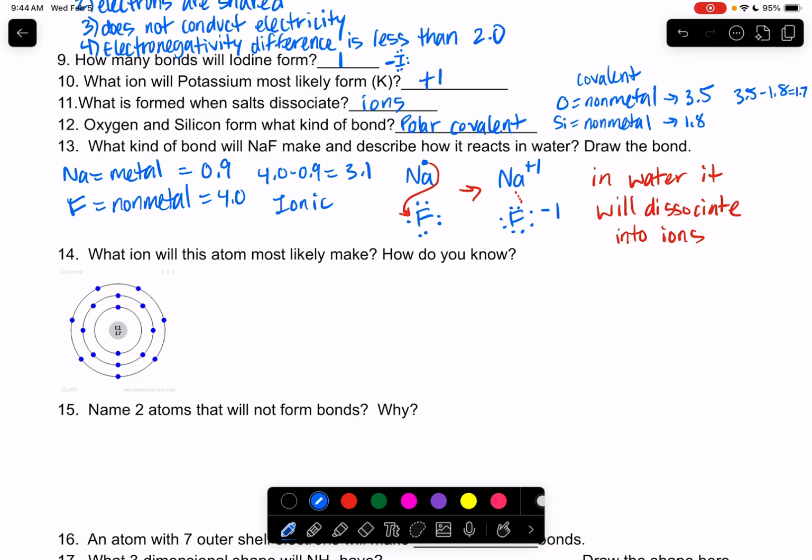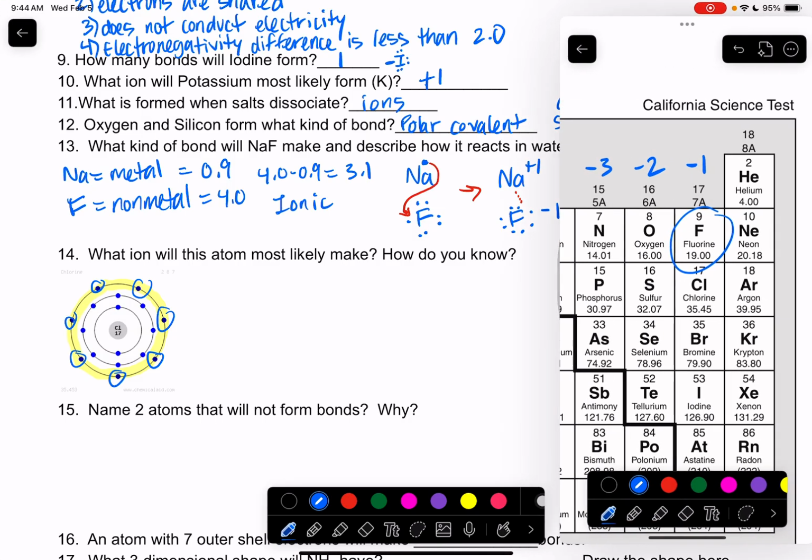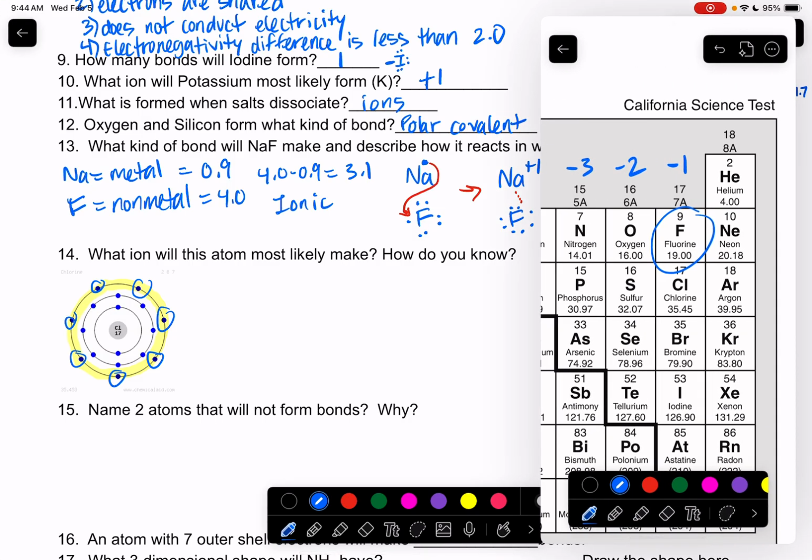What ion will this atom most likely make? How do you know? For this, we are going to look at this shell. This shell has 1, 2, 3, 4, 5, 6, 7 electrons. It wants to have a full outer shell. And if you look at the periodic table, chlorine just needs one more electron. Because it just needs one more electron to have a full outer shell, it's going to make a -1 charge.